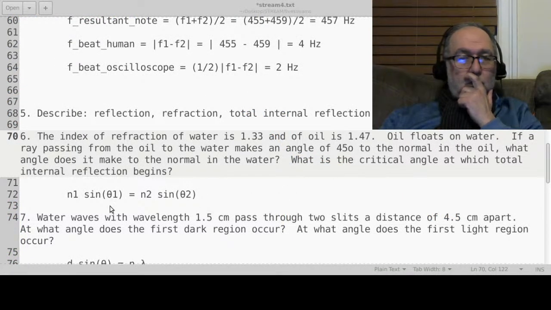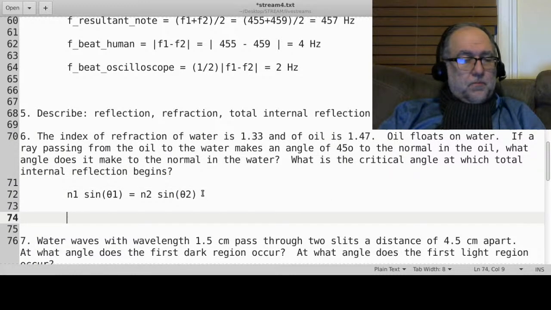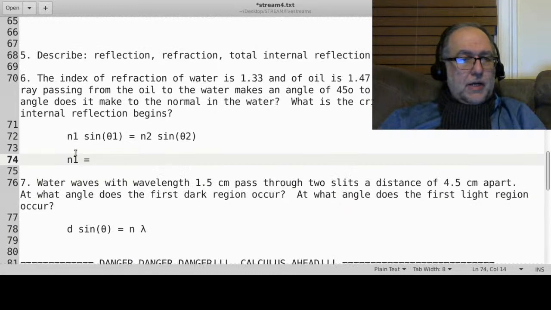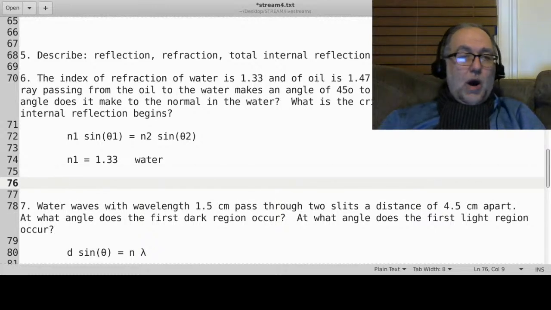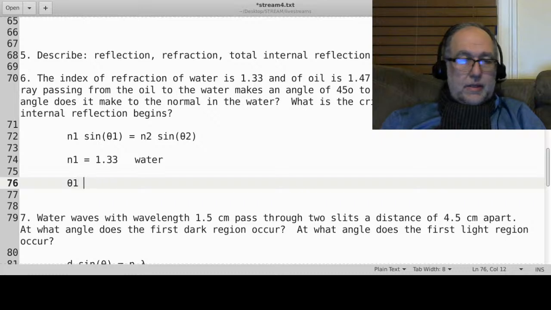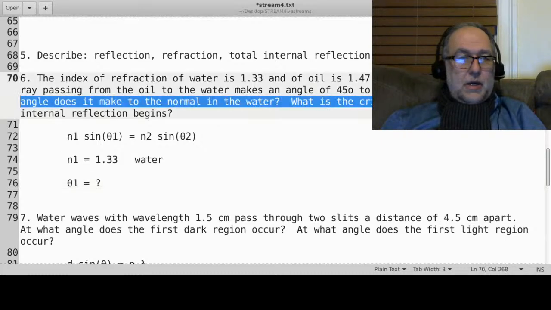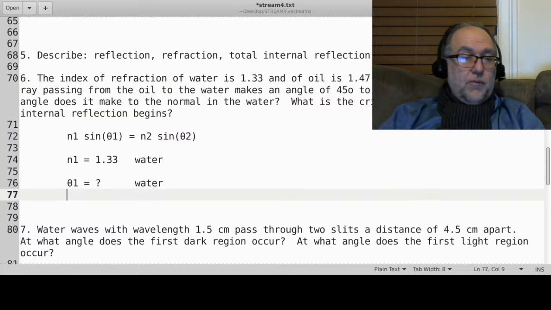Let's switch back. There's the formula. This is known as Snell's law. I just used the generic n1 and n2 for the indices there. n1, we can say, is the water, so the index of refraction in water is 1.33. The angle in the water, call it theta 1, is unknown. That's what I ask you to calculate: what angle does it make to the normal in the water?